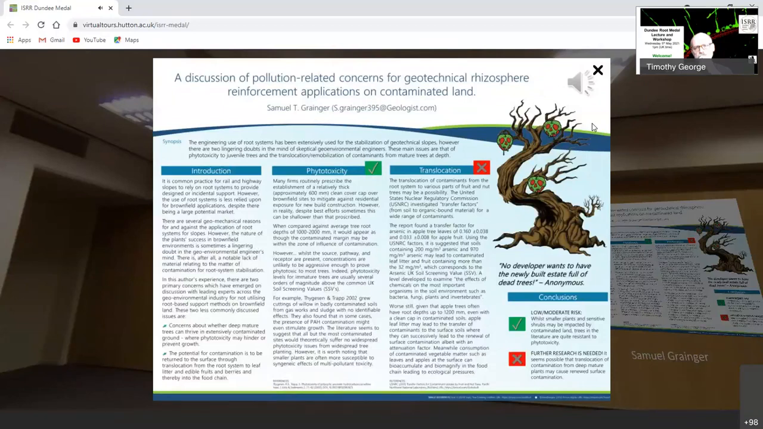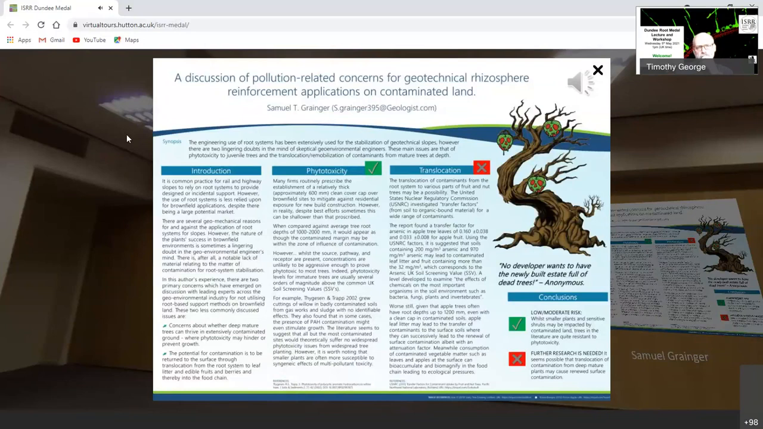Indeed, once proclaimed, no developer wants to have the newly built estate full of dead trees. This has stuck with me and is an issue that seems to be a lingering concern for geoenvironmental consultancies when I've discussed this matter with them at conferences. This research undertakes an initial logic step to determine whether the two foremost issues raised might present an issue.